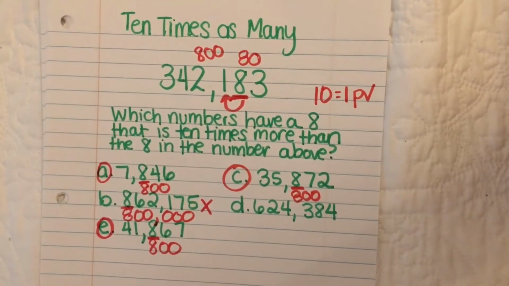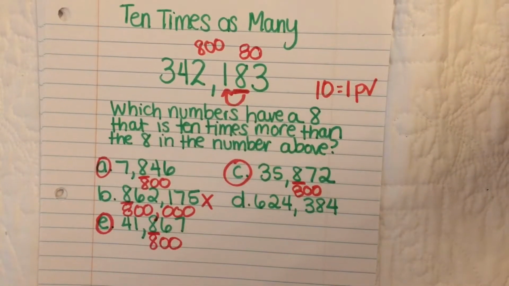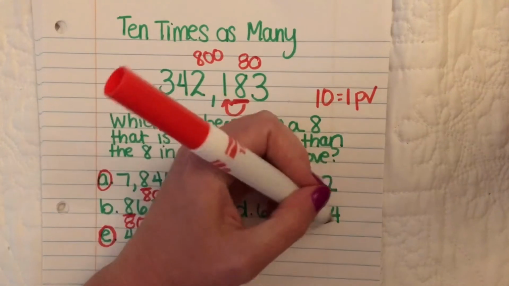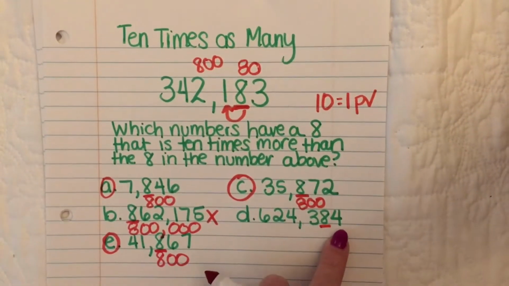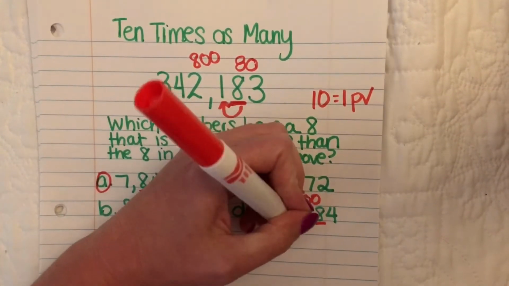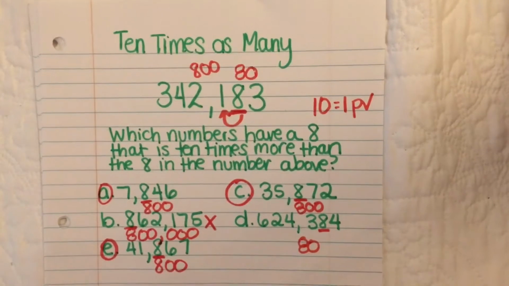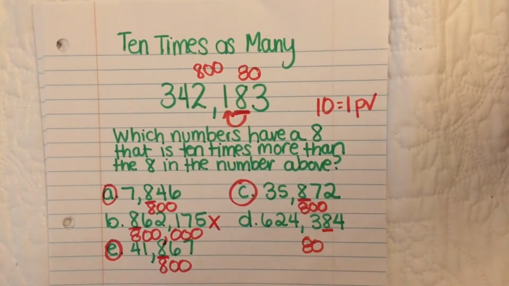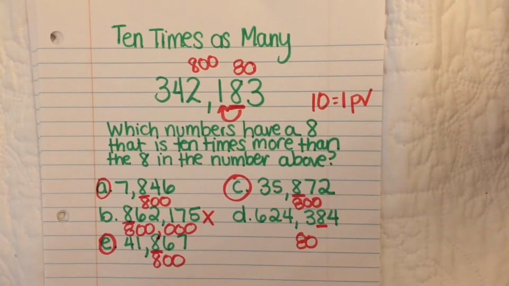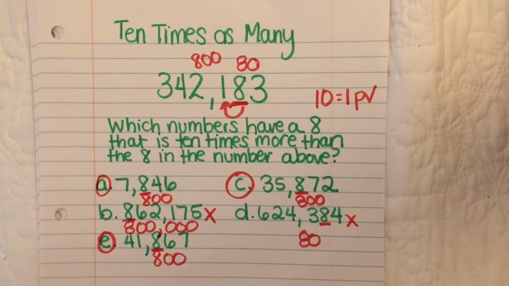And last but not least, we'll look at D. Remember, we're looking at which ones have an 8 that is 10 times more than this 8 given. So that 8 is 80. Let's look down here. Where's the 8? There it is. In the tens place. Ones, tens. That means it's not 8, it's 80. 80, 80. Well, it has to be 10 times more. If it's exactly the same, that can't be 10 times more. It's equal. So D would not be a selection.